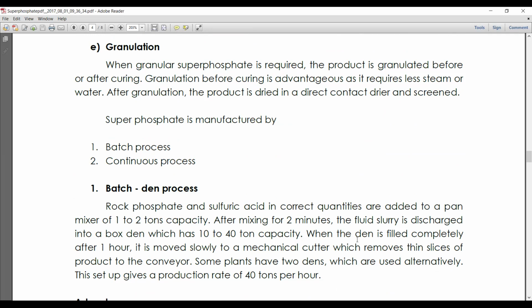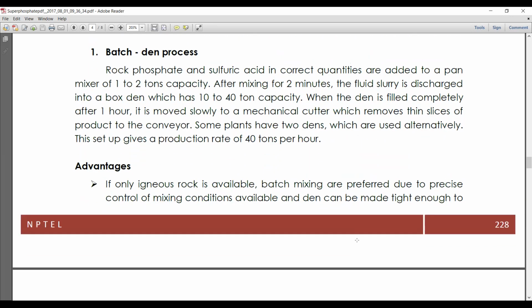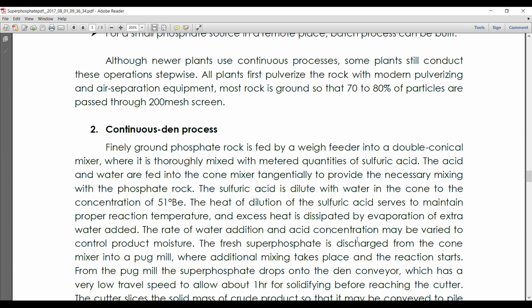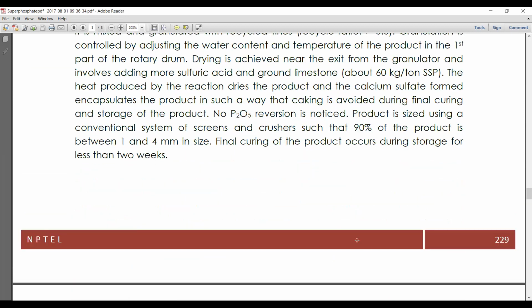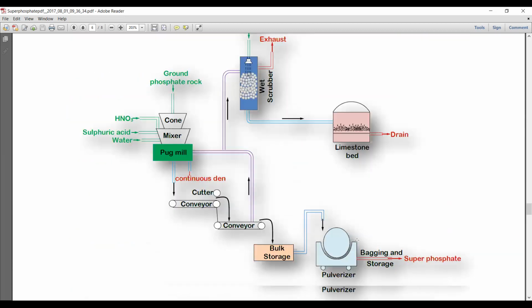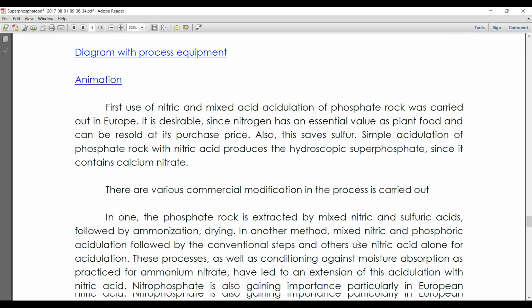One is batch process and the other is continuous process. Batch process is Den process. Advantages are given here. Then continuous Den process is also given here. Okay, so you can read through the different processes for the manufacture of superphosphate.